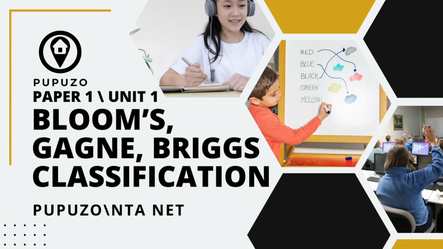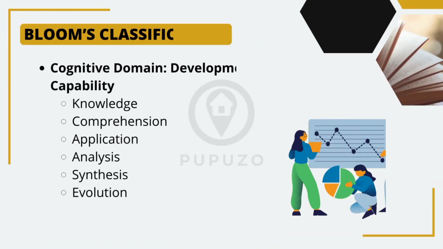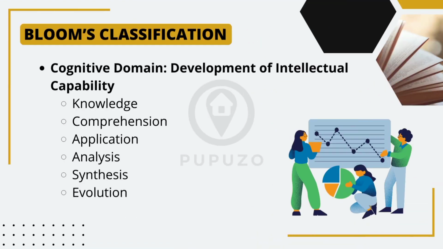Today, we will explore the classifications of objectives according to Bloom and GAGNE, as well as GAGNE's teaching learning process. Let's dive in. When designing lessons or instructional activities, it is crucial to have well-defined objectives in mind. Objectives guide the teaching process and provide a clear direction for both teachers and learners. They help ensure that desired outcomes are achieved and learning is maximized.